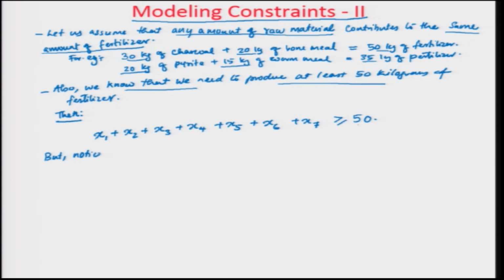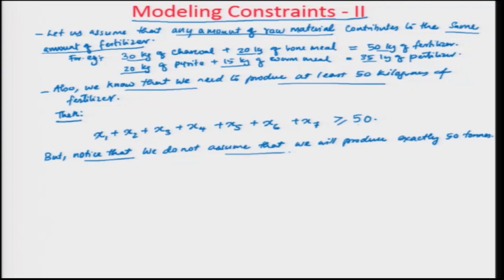But notice that we do not assume that we will produce exactly 50 tons. You should notice that we don't assume that we will produce exactly 50 tons. This is not just equal to 0, it is greater than or equal to 0. Okay. Why don't we assume that?